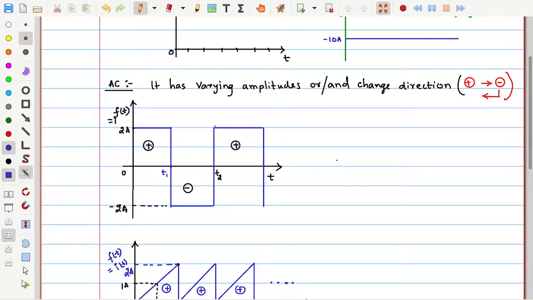Yeah. So this is 2 amperes, some value. For example, I took some value. So this may be 2 amperes, and once it suddenly changes, then it goes to negative 2 amperes.